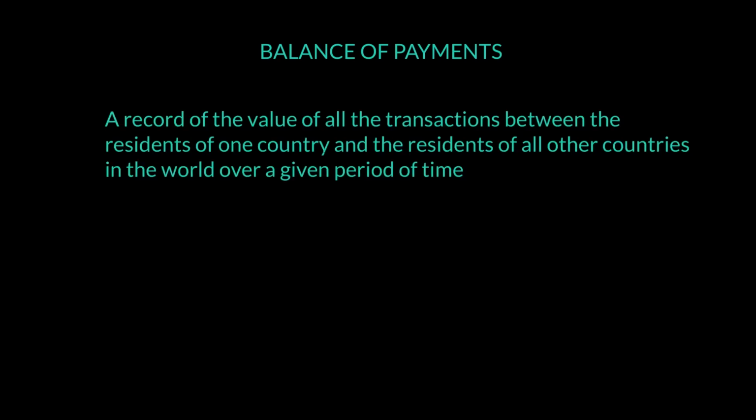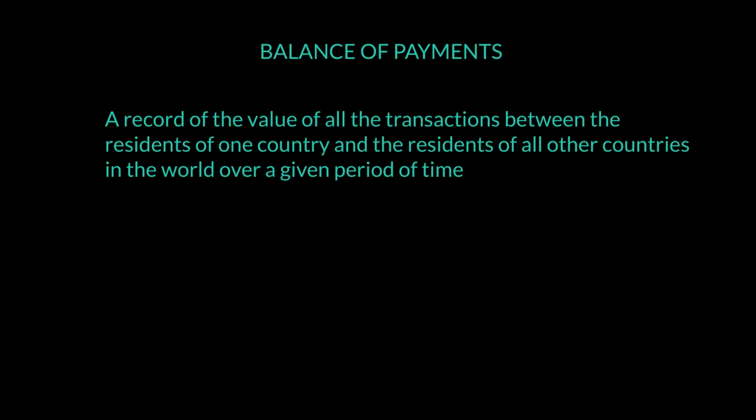So, if you look at the formal definition of a balance of payment, it simply is an account that records all the value of the transaction between the residents of one country and the residents of all other countries in the world over a given period of time. So all the money that we receive and all the money that we pay are recorded in this balance of payment, let's say on an annual basis, on a yearly basis, and we make this account. It's an accounting exercise that we conduct in order to look at how our flows are looking.